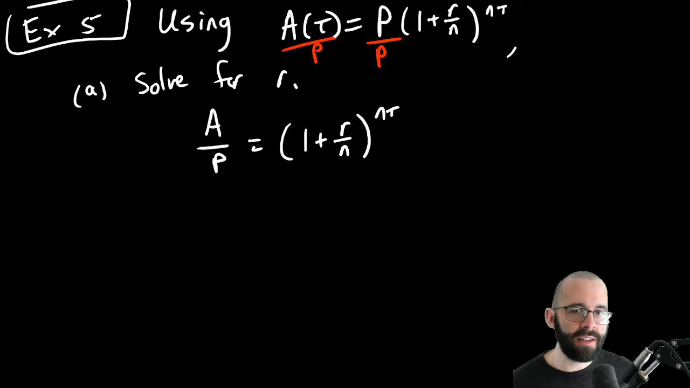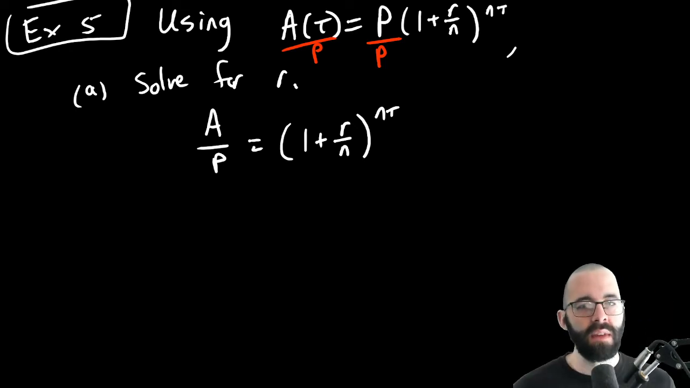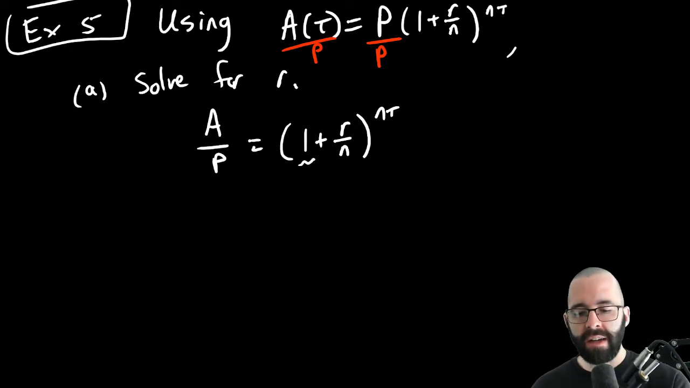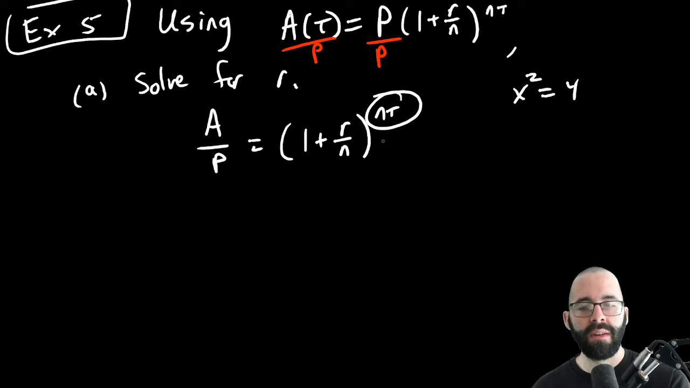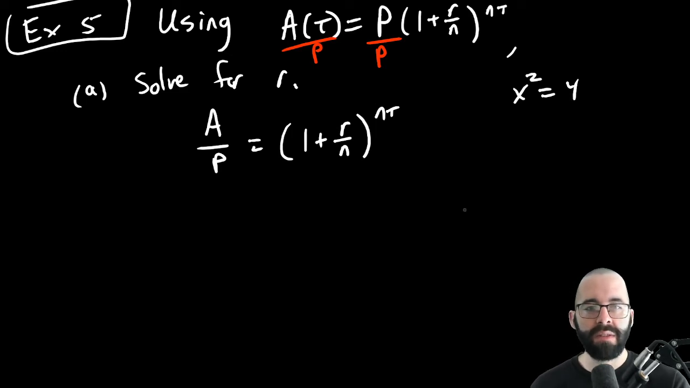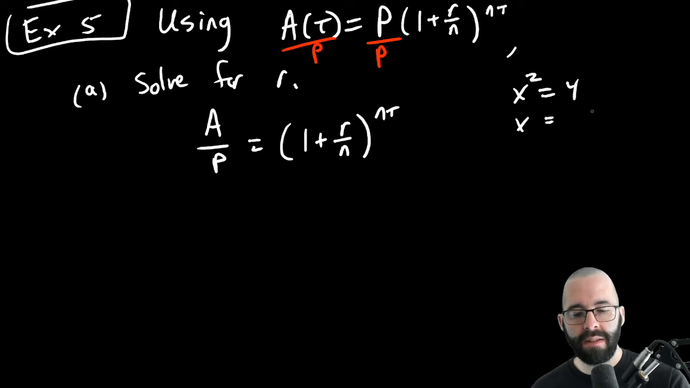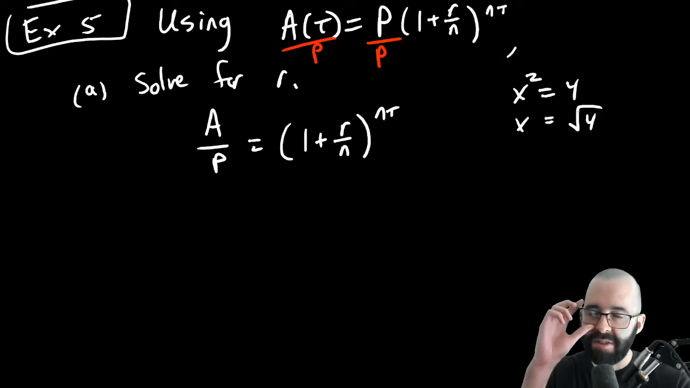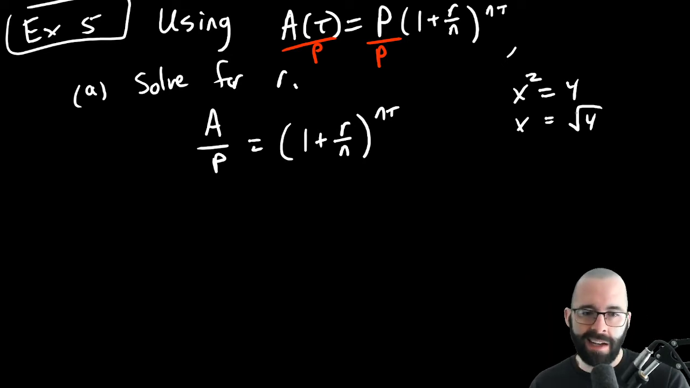This is where things get a little tricky. We need to unlock this inside. We need to undo the outside. If I had something like x squared equals 4, what would I do? Because that's what we have here, right? We have an exponent. How do we undo this exponent? We take the square root of both sides. And for x squared, it would be plus or minus, but we're not worried about negatives here.